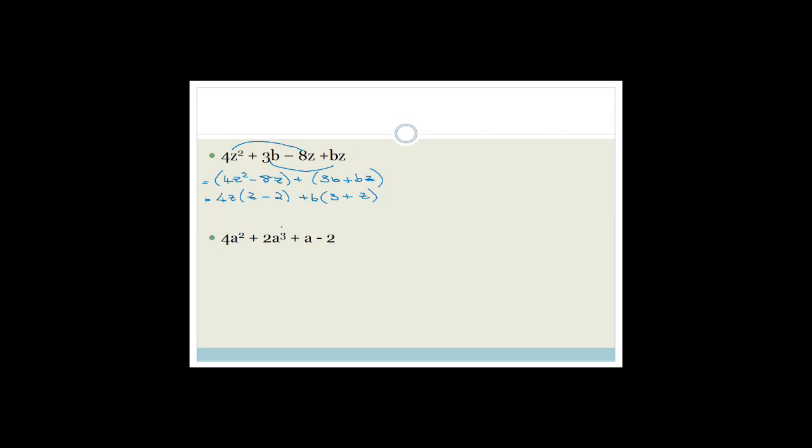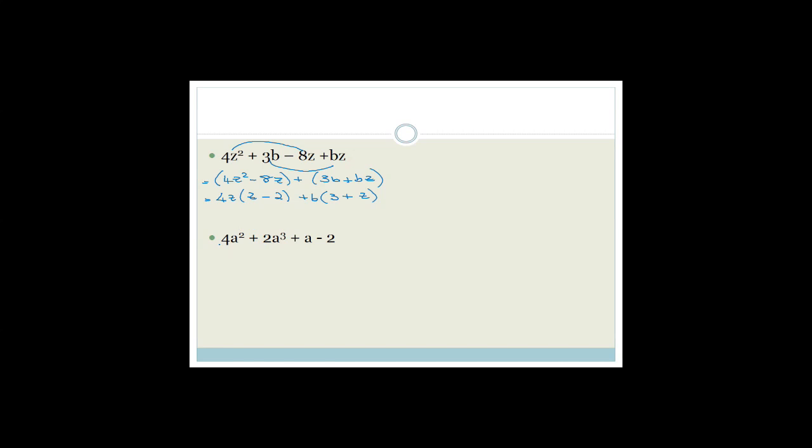Unfortunately, you do get questions like that, and they do them specially to test whether or not you actually know what you're doing. It's a bit mean. Let's look at this one. We've got 4a squared plus 2a cubed plus a minus 2.